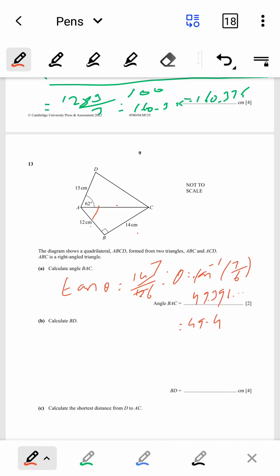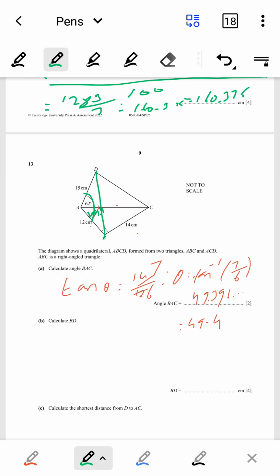Next one, calculate the length BD. The BD length, so we need to connect perpendicularly. This length we need. Now we have the triangle ABD. It is very simple: when we know the two other sides and the included angle, we can easily find the third side. The overall angle we know is 62 here, and it is 49.4 here. So we can use the cos rule here.